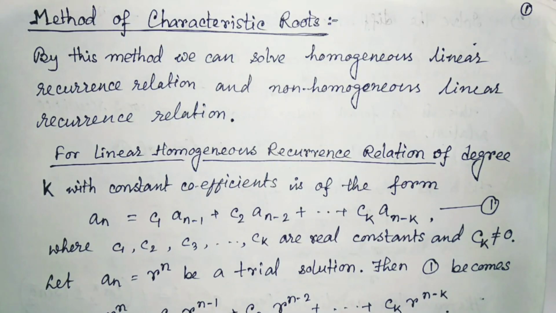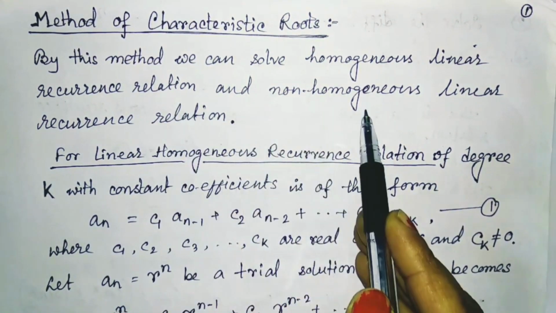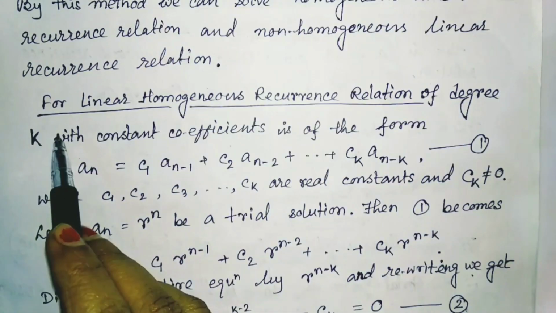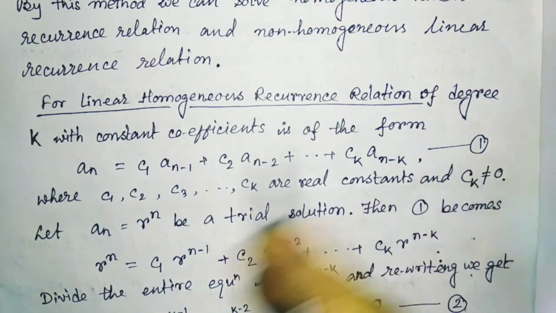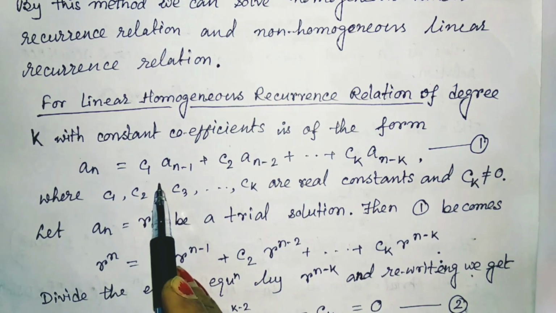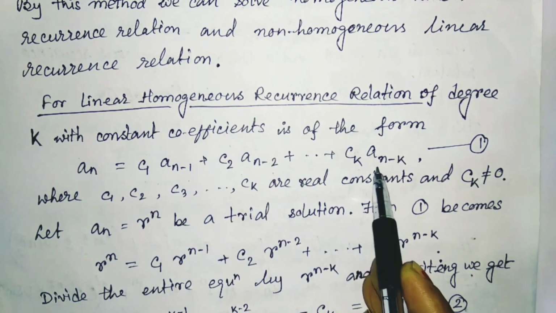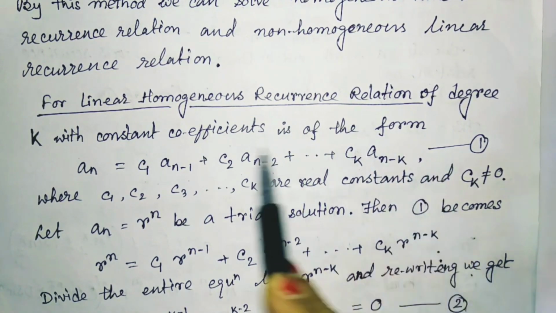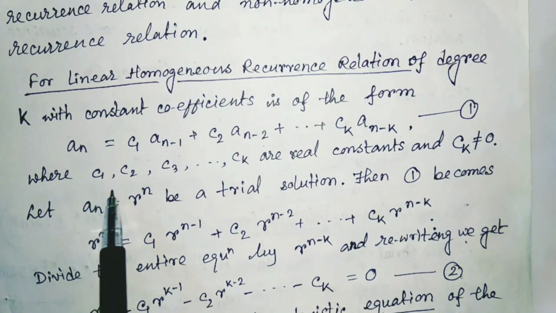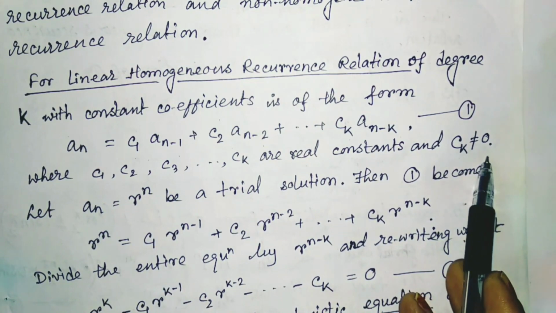Now it is the second way to solve the recurrence relation, and the way is method of characteristic root. By this method, we can solve homogeneous linear recurrence relation and non-homogeneous linear recurrence relation. So a linear homogeneous recurrence relation of degree k with constant coefficients is of the form a(n) = c1 a(n-1) + c2 a(n-2) + ... + ck a(n-k). If the n term is absent, as it is the homogeneous form, where all the c1, c2, ..., ck are real constants and ck is definitely not equal to 0.